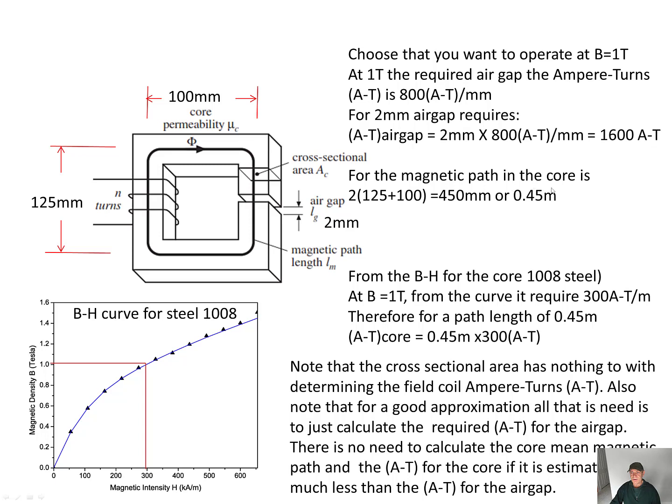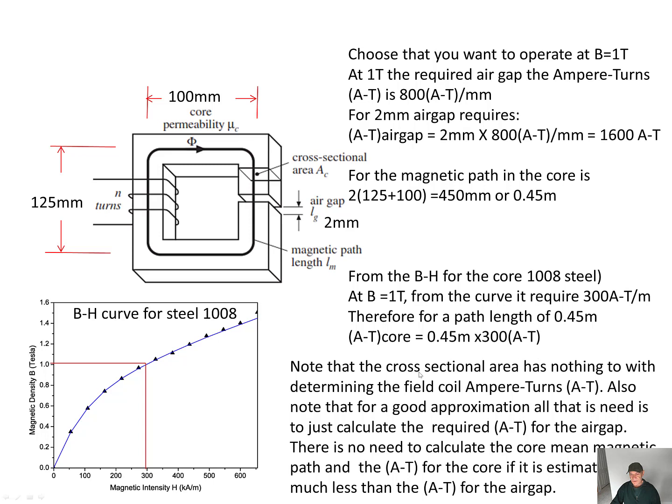For the magnetic path in the core, here is an example. The height here is 125 millimeters and the length is 100 millimeters. So 2 times that is about 450 millimeters, or 0.45 meters. From the BH curve for the core at B of 1 Tesla, it requires 300 ampere turns per meter. Therefore, for a path length of 0.45 meters, it requires about half of that, which is about 150 ampere turns.